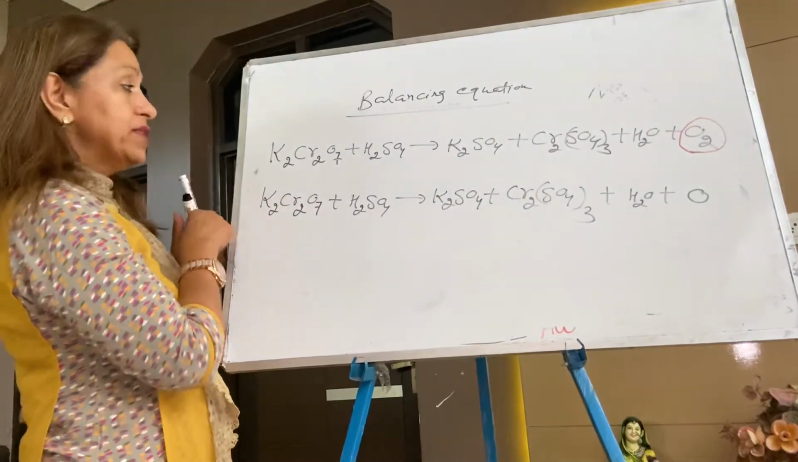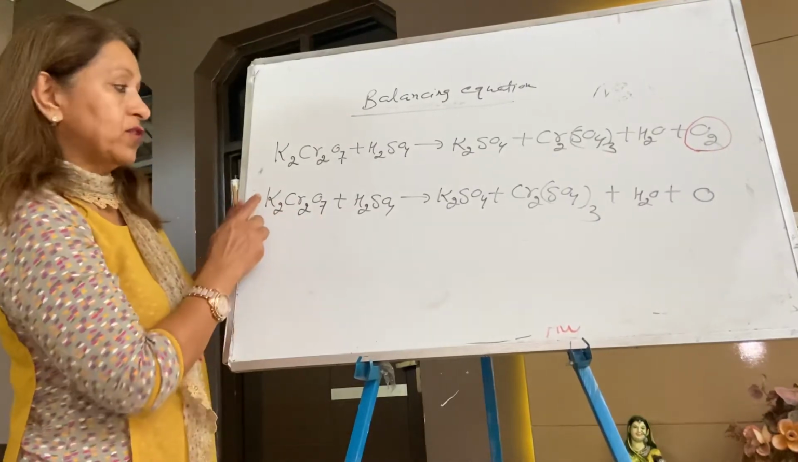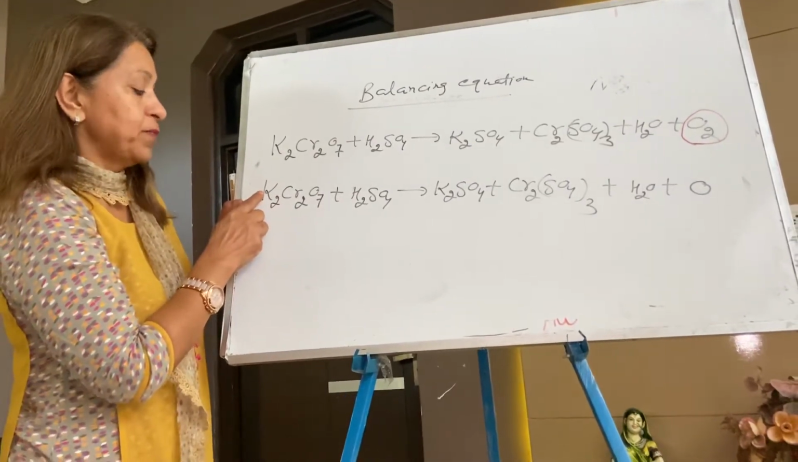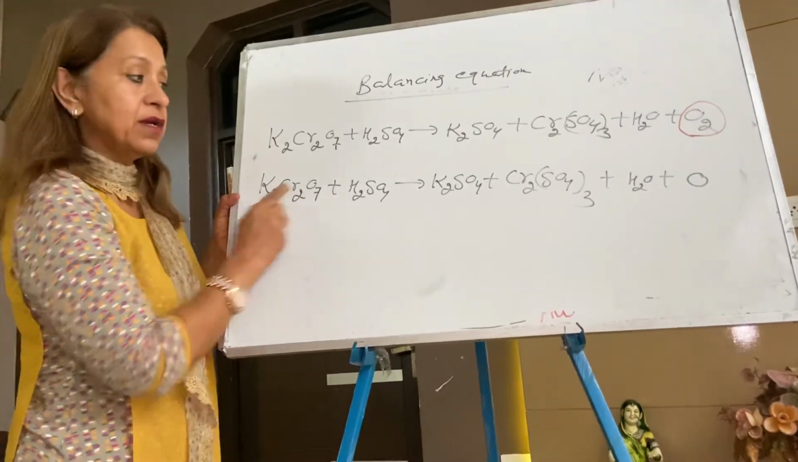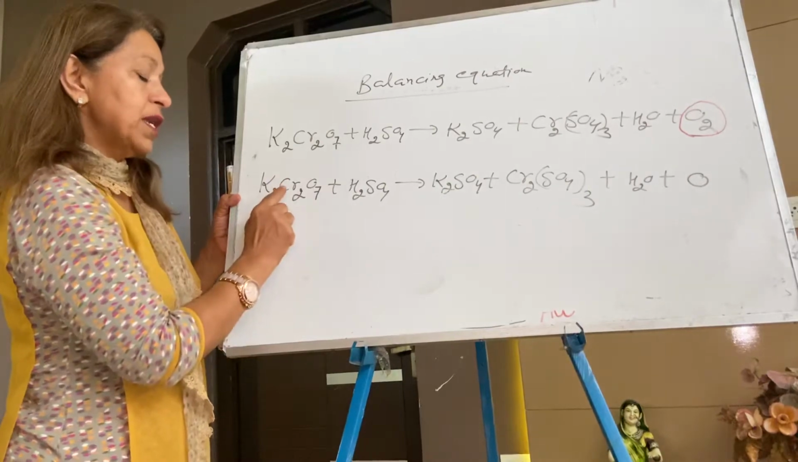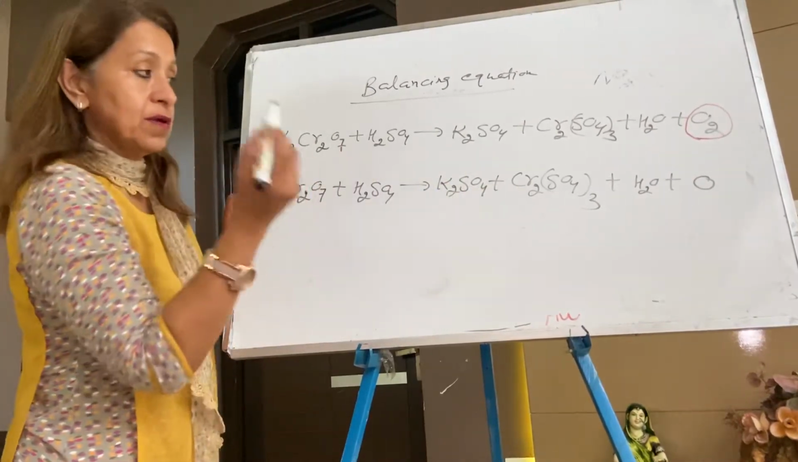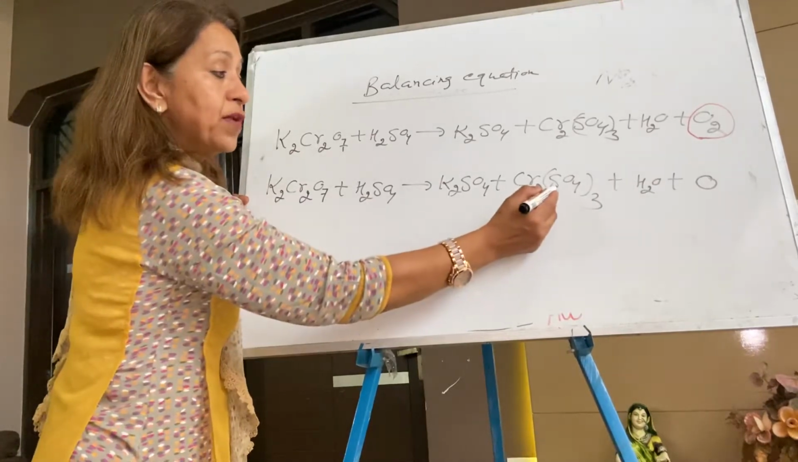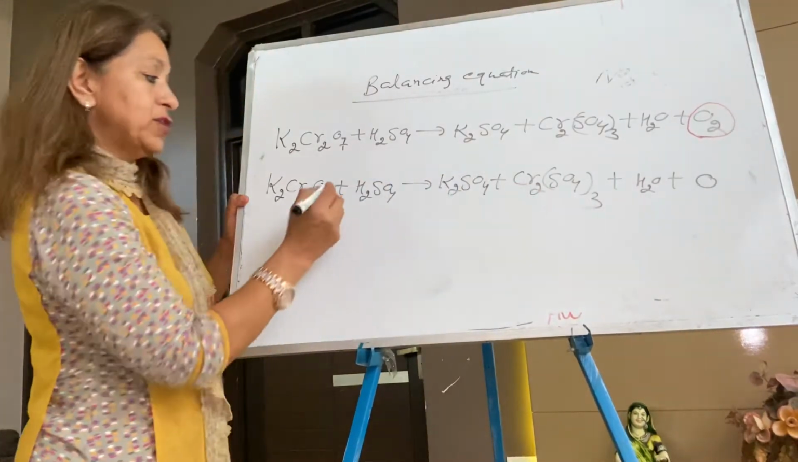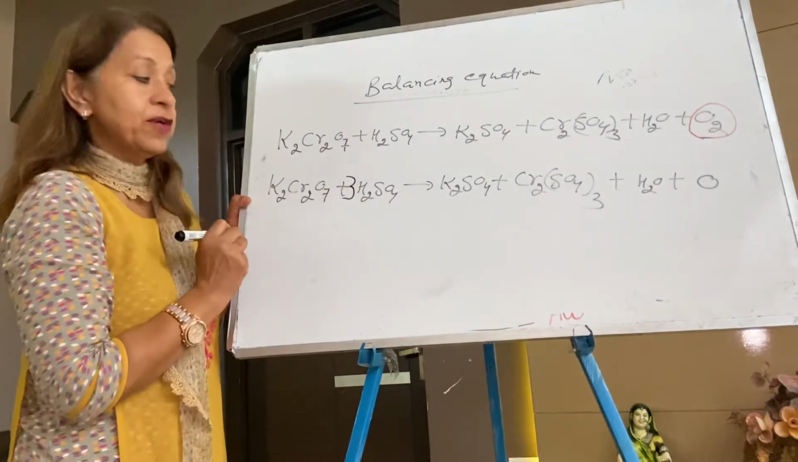Now start balancing the one which has the greatest number. Now you can take K, this is potassium, potassium is 2 here, potassium is 2 here. Cr is 2, Cr is 2, but sulfur has the greatest number, sulfur is 3 here, and right here sulfur is 1.